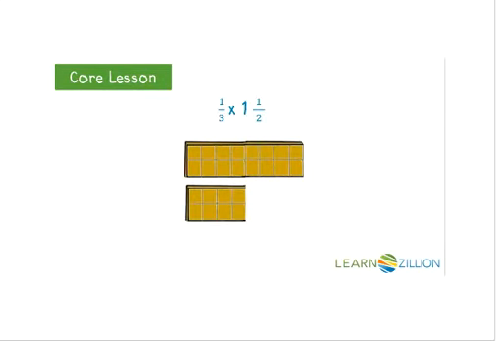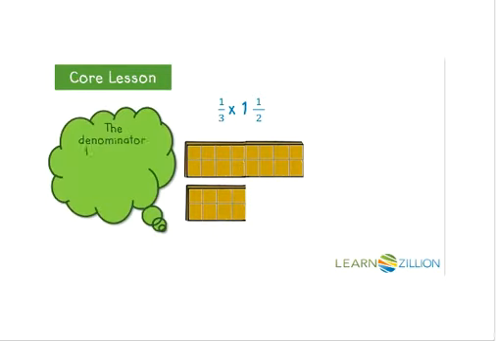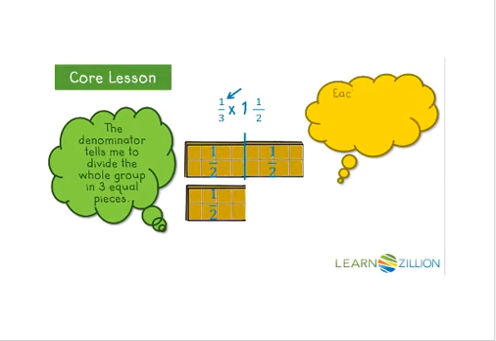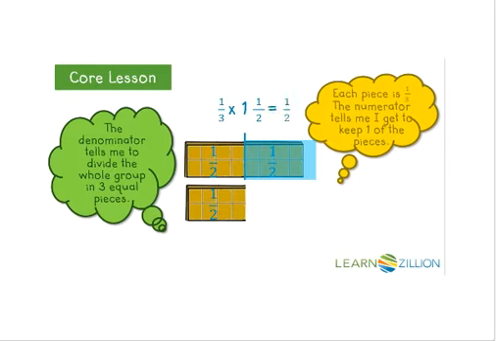Let's take a look. There's my 1, there's my 1/2. The denominator tells me to divide the whole group in 3 equal pieces. So if I split my 1 into 2 halves, there's a half and a half, there's a third half. Each piece is 1/3. The numerator tells me I get to keep one of the pieces. So that means 1/3 of 1 1/2 is 1/2.